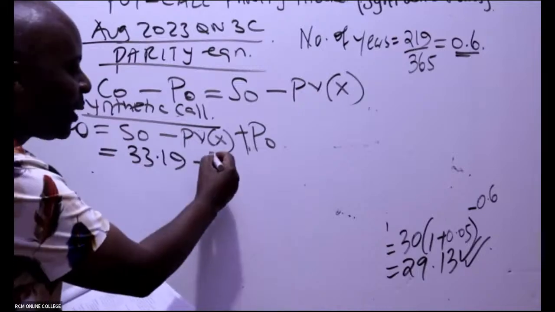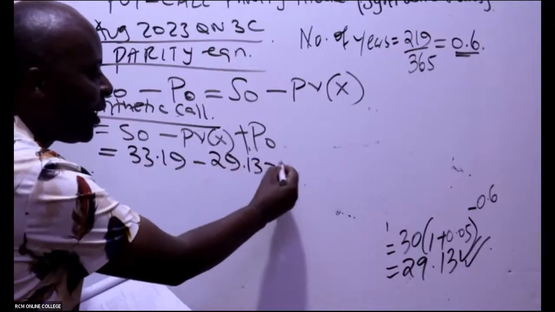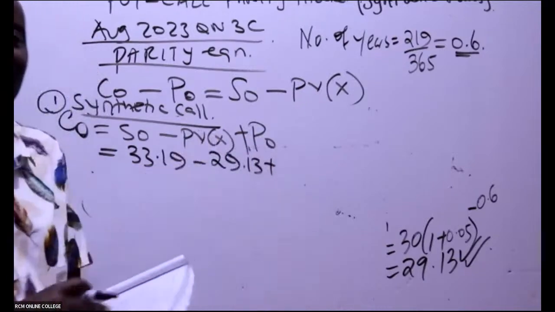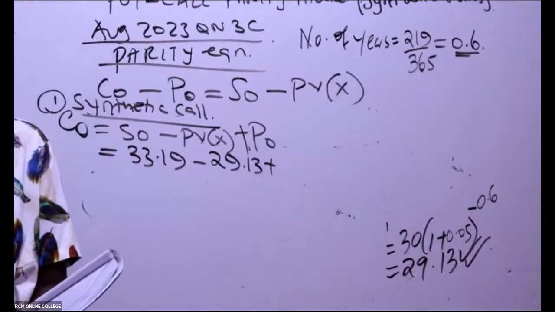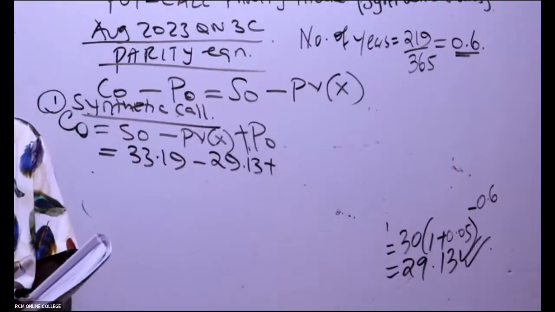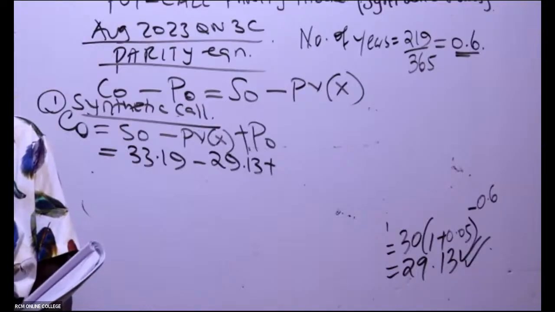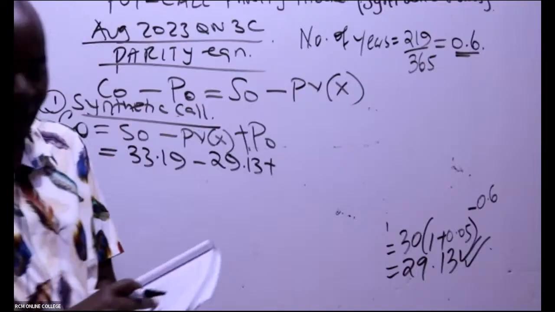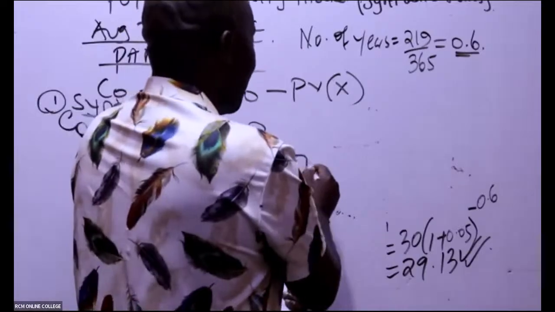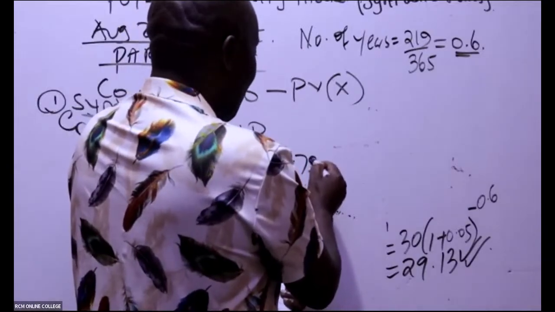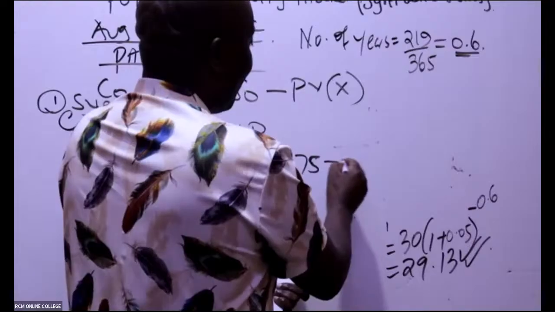Are you able to see the present value of the X? We have just computed it. 29.13. This is the put price. The PO is given in the question. Second line there. We have here 2 point what here? 2.75 actually. So then that is it.